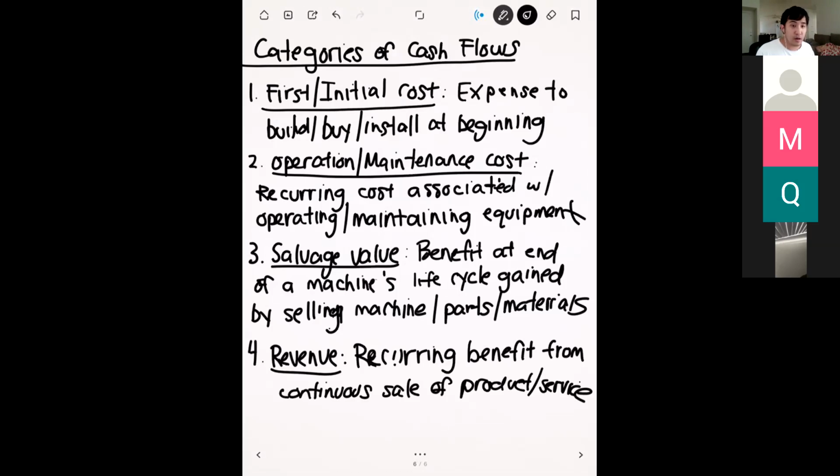So are there any questions on these four categories of cash flows? We have one more, but I couldn't fit it on this page, so it'll be on the next page.